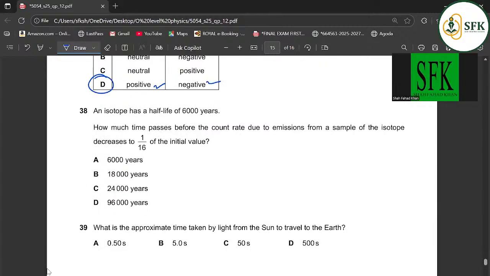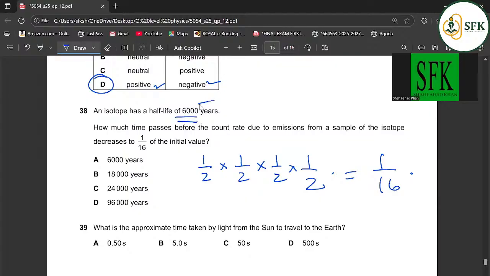An isotope has a half-life of 6,000 years. How much time passes before the count rate due to the emissions from a sample of the isotope decreases to 1/16th of the value? 1/16th means how many times has it become half? Became half once, twice, thrice, four times, right? Because four times would mean 16. So that means four half-lives have passed. 6,000 times 4, 24,000.